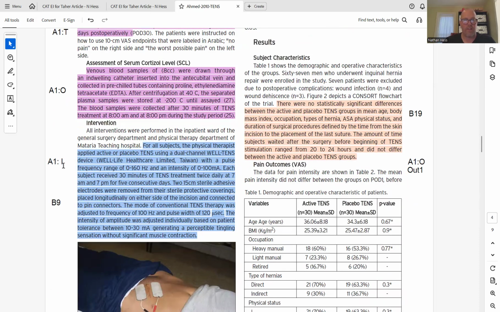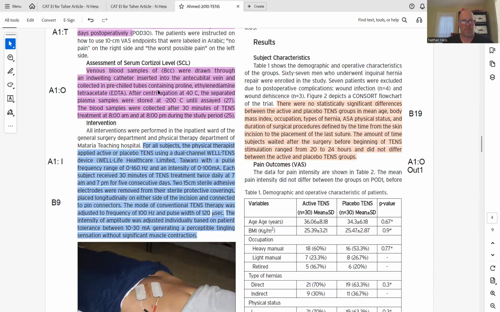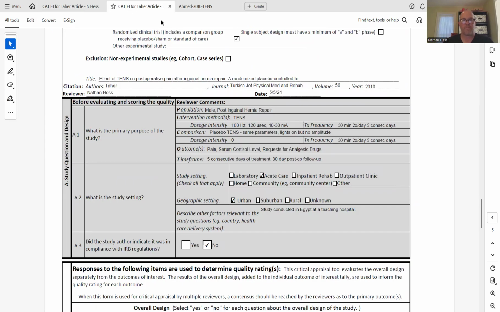The intervention, A1, the intervention. We roll through frequency 0 to 160, intensity 0 to 100. They received it at 100 hertz at 120 microseconds, 10 to 30 milliamps. That was their actual data, like what the parameters they used, right? How frequent? 30 minutes, 2 times a day for 5 consecutive days, right? That's what it told us here. That's what they were doing with this treatment here.